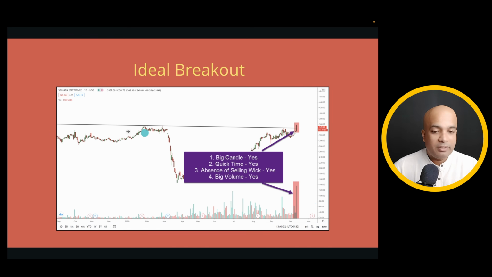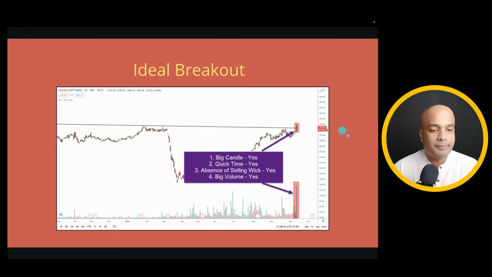One more example, there is a valid, proper resistance trend line. Number one, big breakout candle, yes. Number two, it moved in a quick time, yes. Number three, absence of selling wick, obviously yes, there is a small selling wick. Number four, big volume, there is a huge volume spike, right? So it satisfies all four parameters, hence there is a high possibility of the price rallying in this direction, upside.